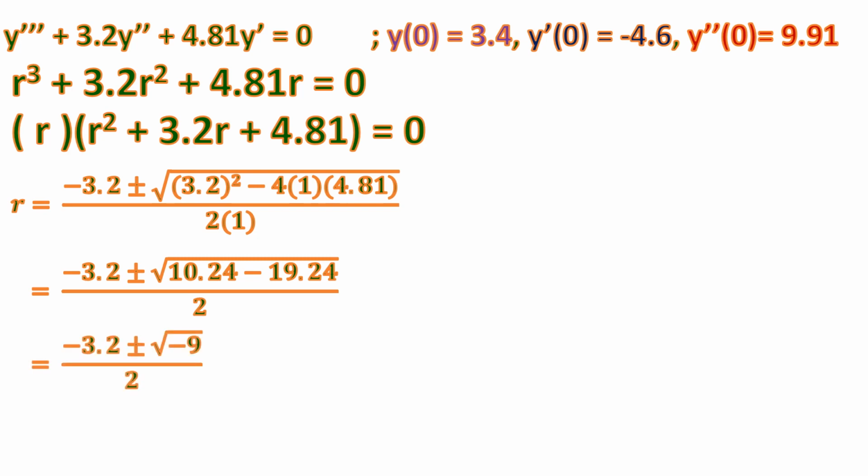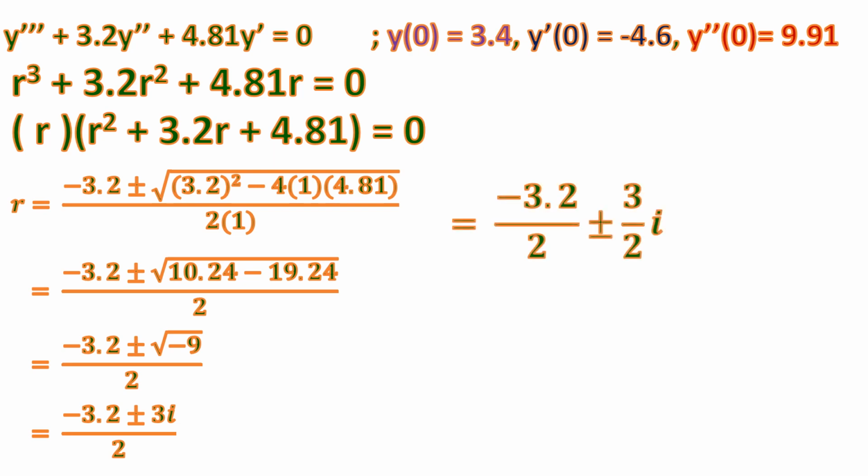And then we're going to subtract. We have the square root of negative 9. So the square root of negative 9 is 3i. Separating this into two parts, we'll have negative 3.2 over 2 plus or minus 3 over 2 i. Dividing 3.2 by 2 is negative 1.6. 3 divided by 2 is 1.5. So this is our root, and fortunately it is complex.